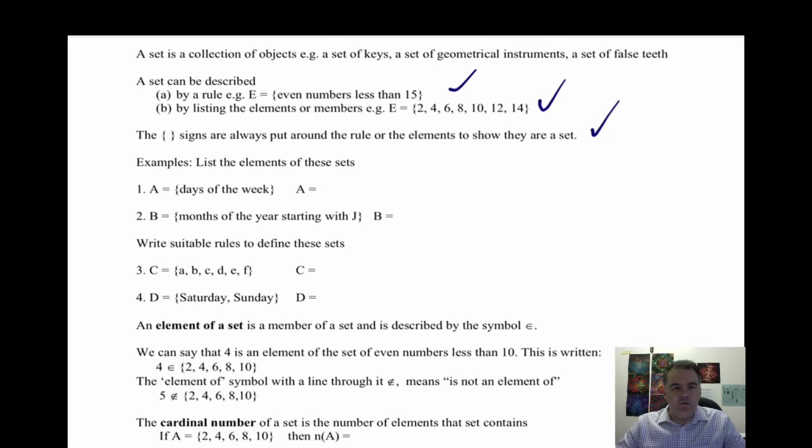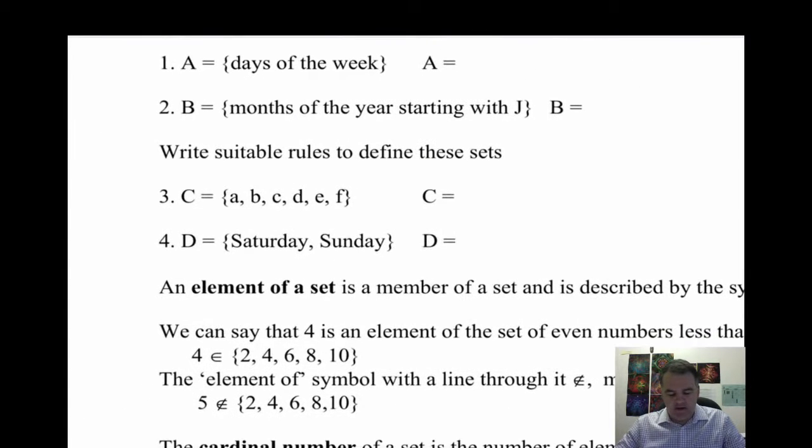So question 1 here, example, days of the week. This set here is populated by the words Monday, Tuesday, Wednesday, Thursday, Friday, Saturday, Sunday. Months of the year starting with J. So the set B would be January, June, July, etc. Okay, so these are words that are in these sets. Number 3, I'd say set C, I would use words to define that, and I'd say that set there is letters of the alphabet from F backwards. And set D is just days of the weekend.